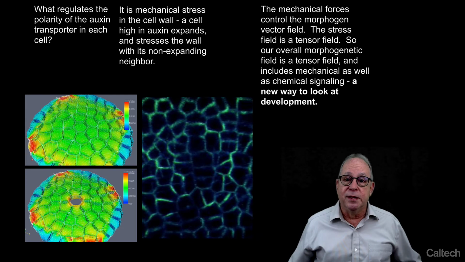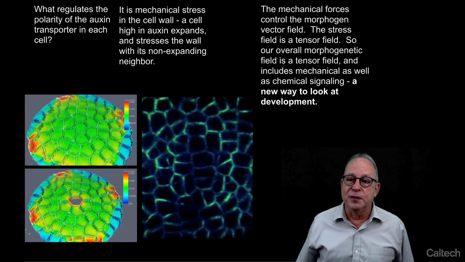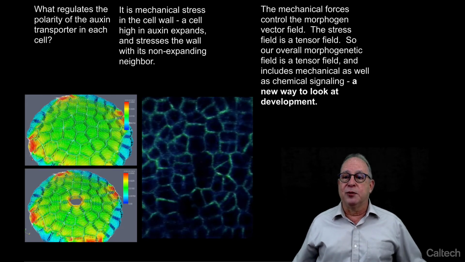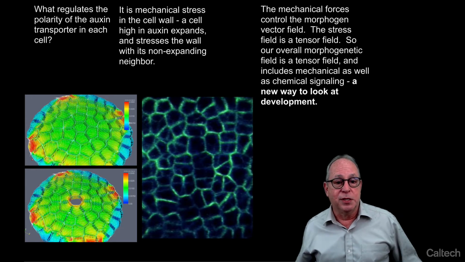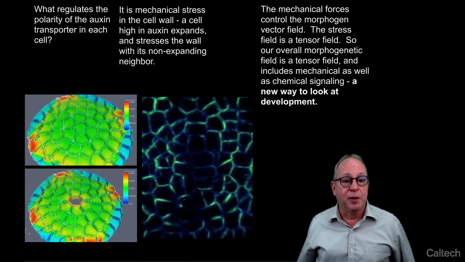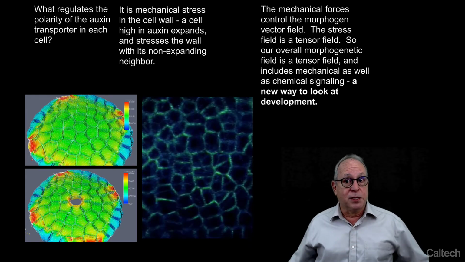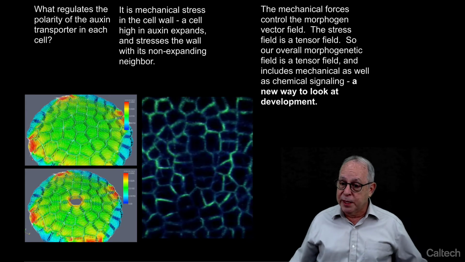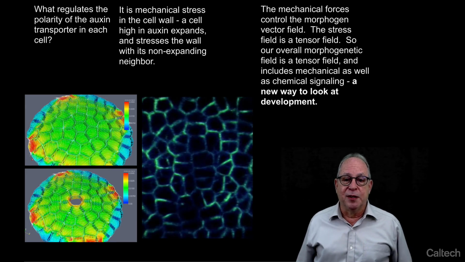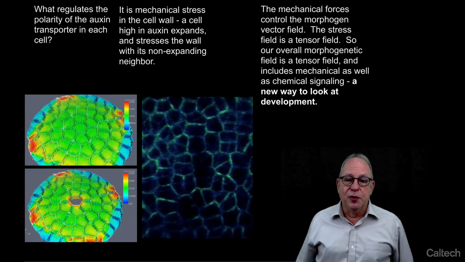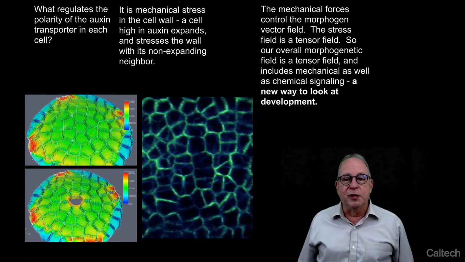The stress field is a tensor field. So our overall morphogenetic field is a tensor field and includes mechanical as well as chemical signaling, a new way to look at development and at morphogens. What we see here on the left is a finite element method model, which shows that if we poke a hole in a meristem, we create a new stress pattern because the epidermis is under tension, and we can treat it as a thin wall pressure vessel. On the right, we've poked a hole in 3 cells, and we can see over a few hours the rearrangement of the auxin transporter to the walls that are experiencing the most stress.